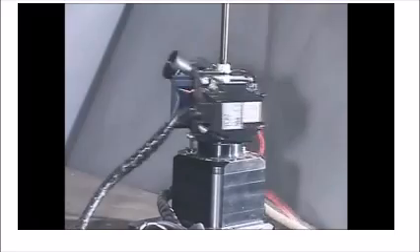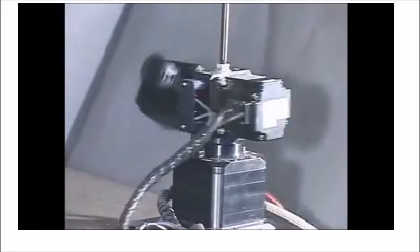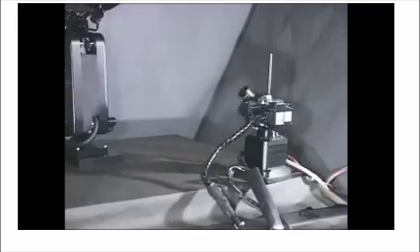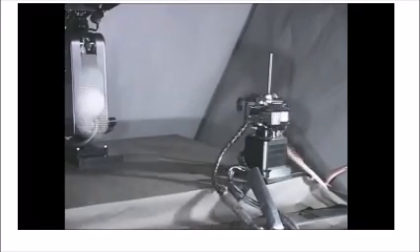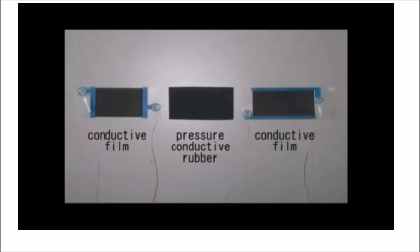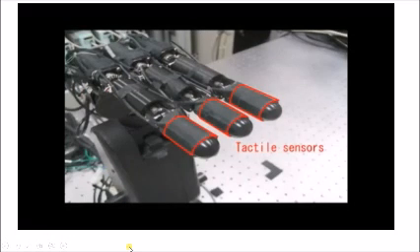The vision system consists of 128 by 128 photodetectors and an all-pixel parallel processing array. Using the vision chip enables various image features to be computed within 1 millisecond. This tactile sensor is a sheet-like object with only 4 wires. This sensor can measure the center position of a two-dimensional distributed load and the total load within 1 millisecond.